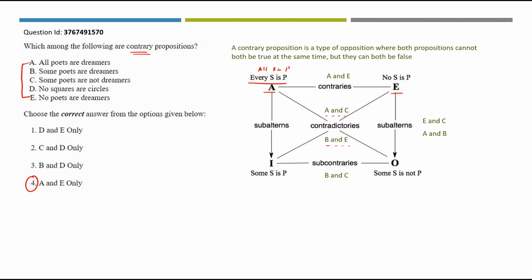What about subalterns here? No S is P, some S is not P. So no poets are dreamers, some poets are not dreamers. E and C will be taken here. Similarly, all S is P, some S is P. So here we have all poets are dreamers, some poets are dreamers as subalterns. From this you can understand one thing. D is not involved in anything. When you read all the propositions A, B, C, D and E, you can rule out option 1, 2 and 3. It's because D is not involved with A, B, C and E.